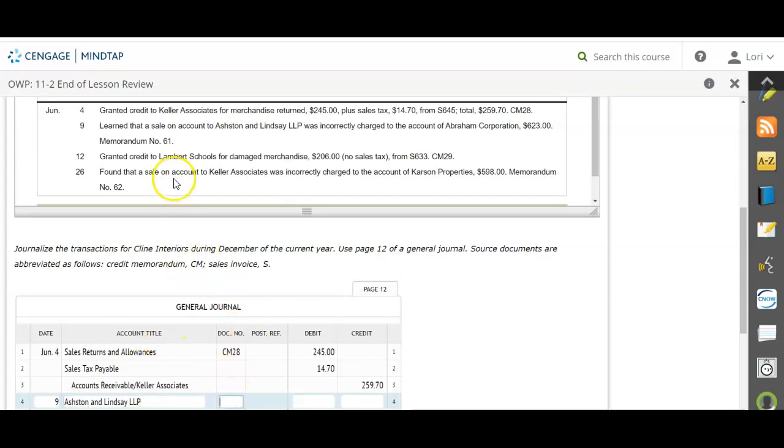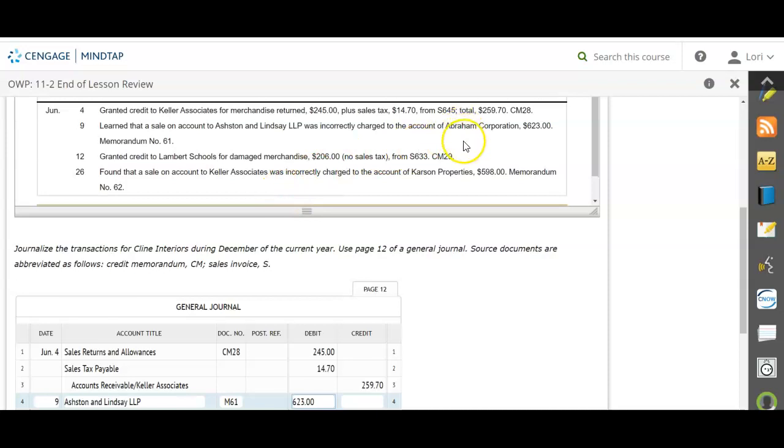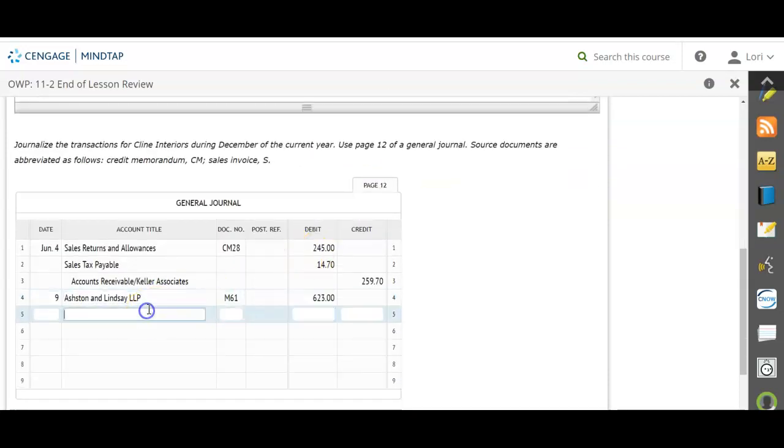This is just a simple memorandum, so it's M61, and we are going to debit for that $623. Now our job is to take it out of Abraham Corporation. So we're just going to type in Abraham Corporation, and we're going to credit for the $623. We don't need to touch accounts receivable because that just goes into the accounts receivable account, not the individual account. So that's all we need to do to correct.